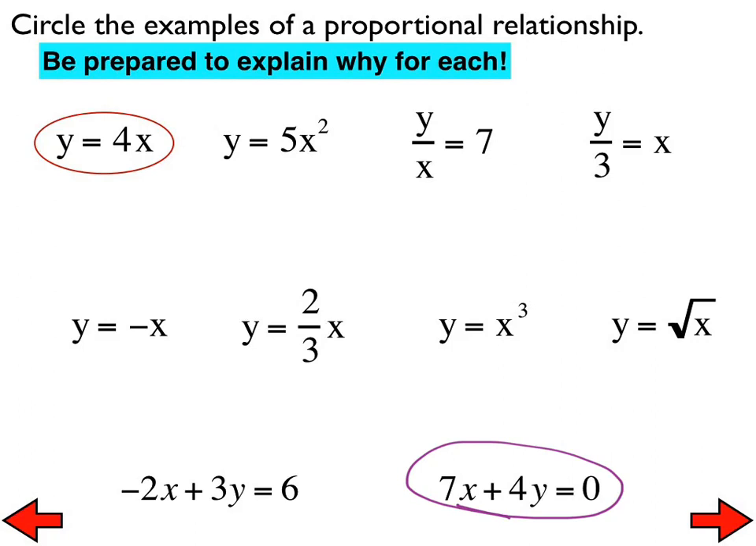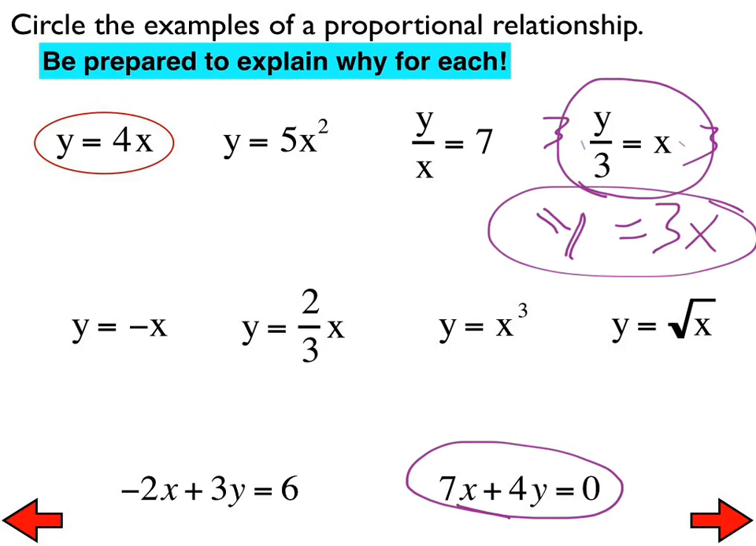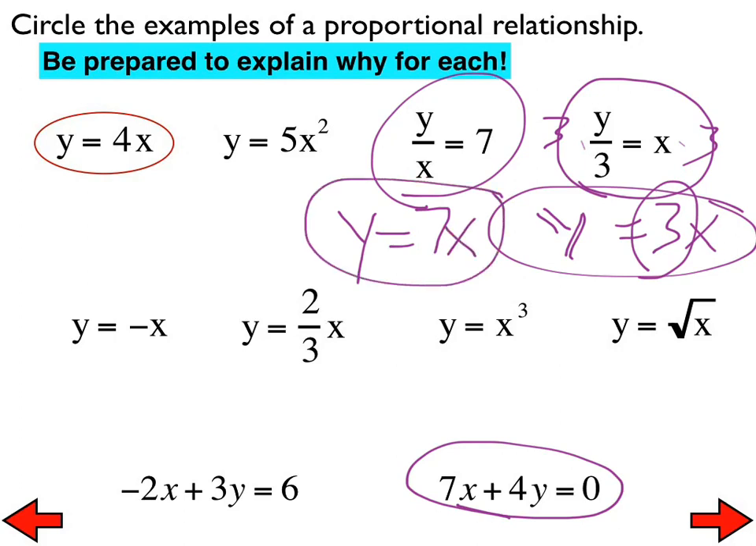Yeah. y over 3 equals x is a proportional relationship. Okay, how do you know that? If you multiply both sides by 3, it becomes y equals 3x. Perfect. If you multiply both sides by 3, you have y equals 3x. That is a proportional relationship, and the constant of proportionality, or the slope, is 3. Camry. y over x equals 7 is a proportional relationship. Why? Because when x is multiplied to both sides, it becomes y equals 7x. And what's the constant of proportionality? I'm sorry? What is the constant of proportionality?